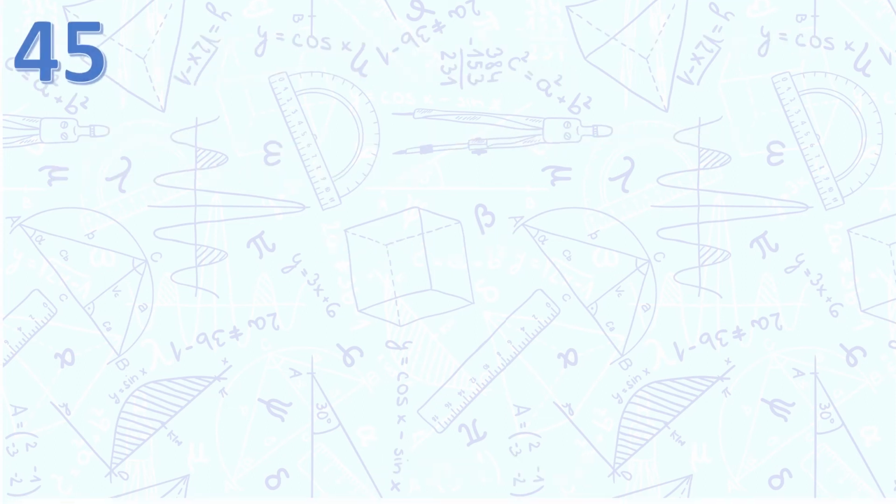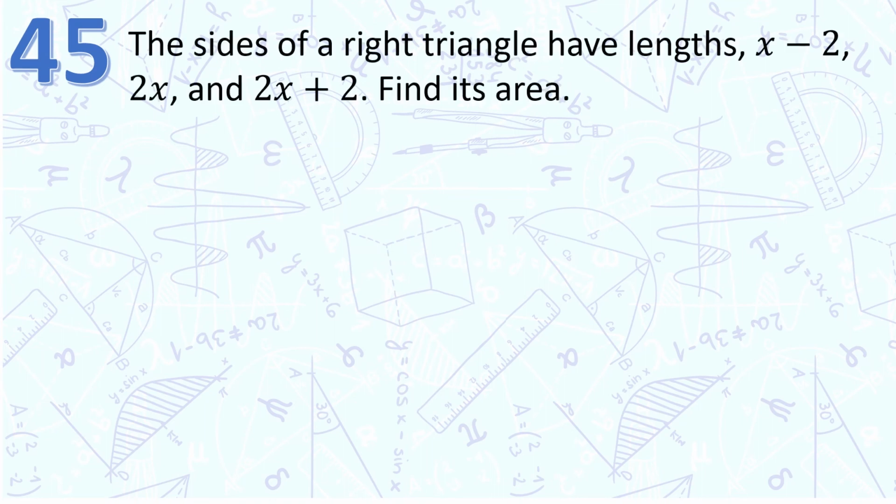Next, number 45. The sides of a right triangle have lengths x minus 2, 2x, and 2x plus 2. Find its area.